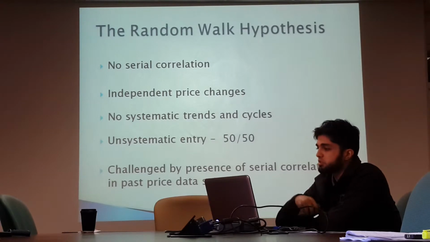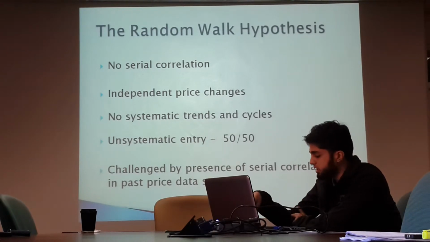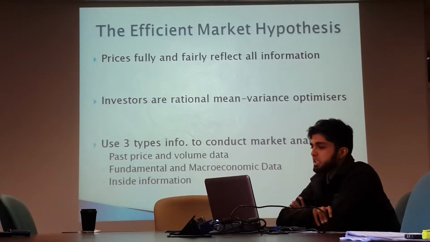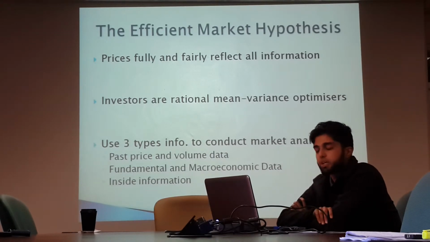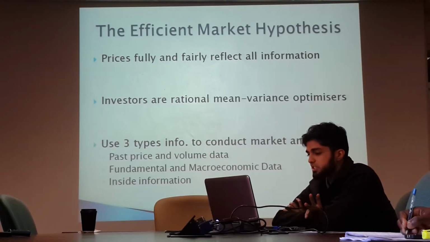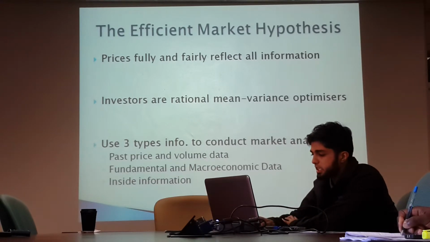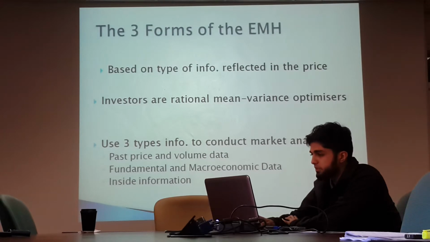The main challenge to the random walk hypothesis has been the presence of serial correlation within past prices and price series datasets. Subsequently, the efficient market hypothesis, promulgated by Fama in 1965, 1970, and 1991, states that prices fully and fairly reflect all available information, and that investors use information sets to drive their decisions. The EMH suggests three types of information: past price and volume data, fundamental and macroeconomic data, and inside information.